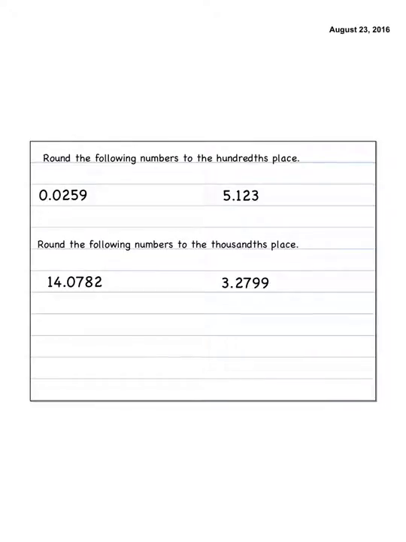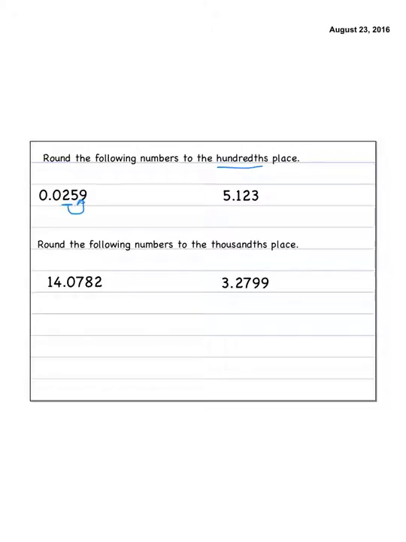All right, I want you to pause me and try to do these 4 and then come back and check. So it says round the following numbers to the hundredths place. Hundredths is my 2 right here. The way I would read this number would be 259 ten-thousandths because the 9 ends in the ten-thousandths place. So 2 is in the hundredths.